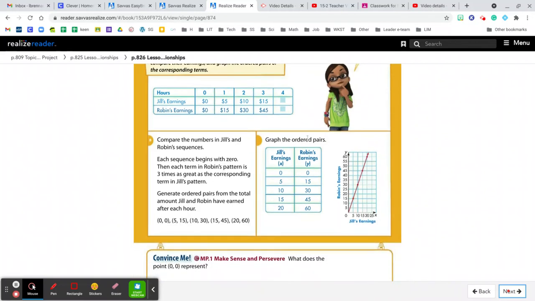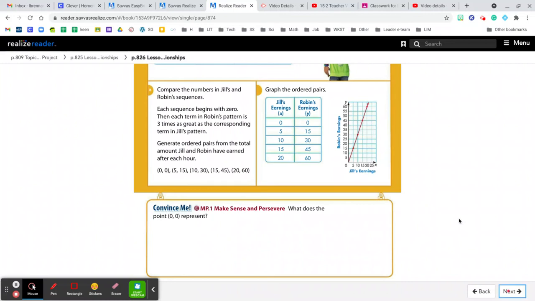So once you get your graph made, then you decide how you want to do it. Jill's earnings could be at the bottom and Robin's along the y-axis, Jill along the x, or you can do it vice versa, whichever. And you'll see the ordered pairs graph there.